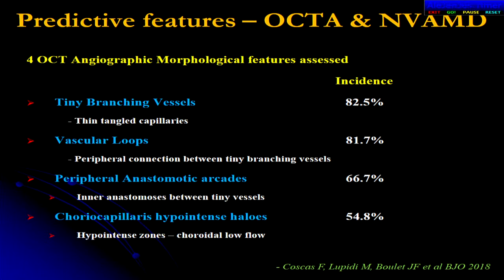The tiny branching vessels, which are thin tangled capillaries, followed by vascular loops, which are peripheral connections of these tiny branching vessels. Both these were in the high 80s, followed by peripheral anastomotic arcades, which are inner anastomoses between these very same tiny vessels, followed by choriocapillaris hypointense halos, which are hypointense zones suggesting choroidal low flow.